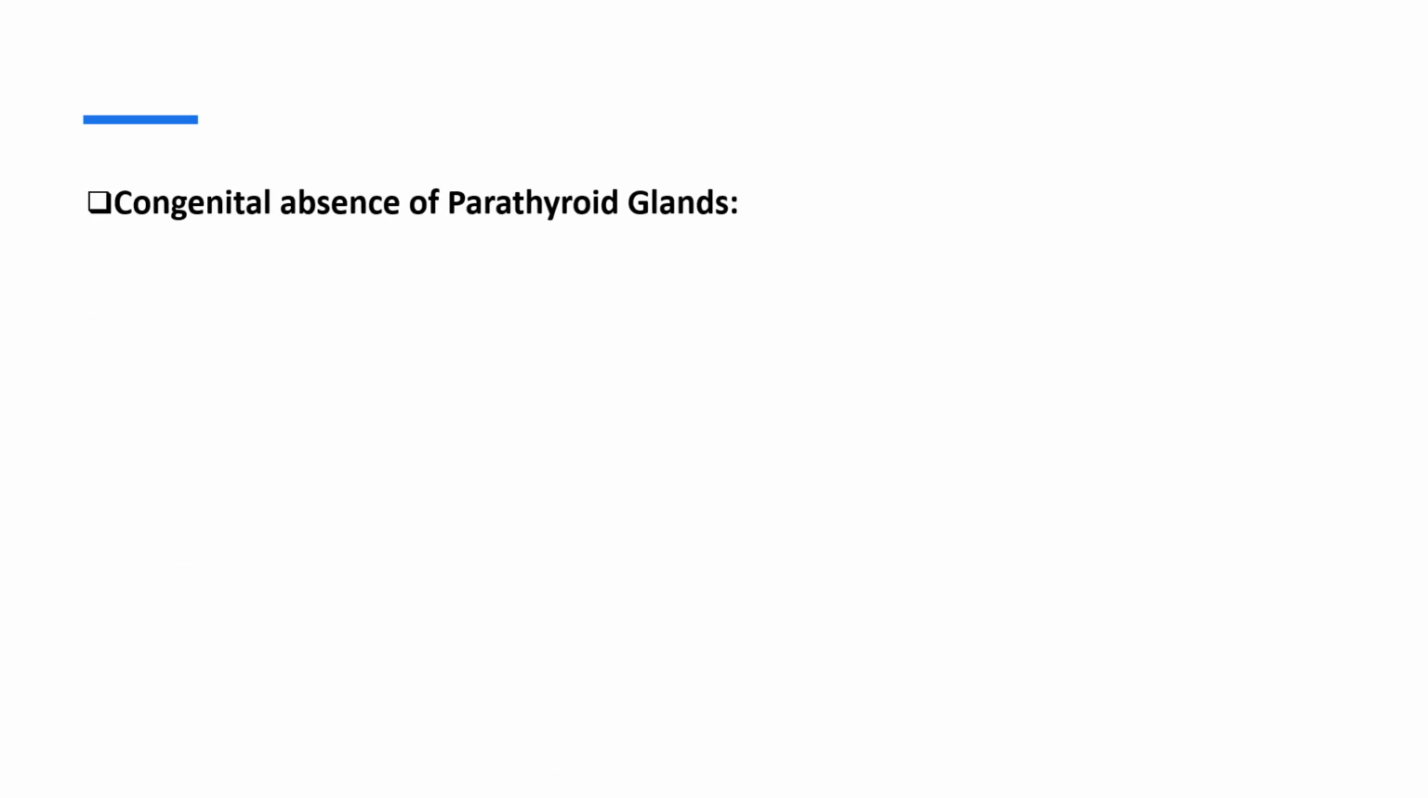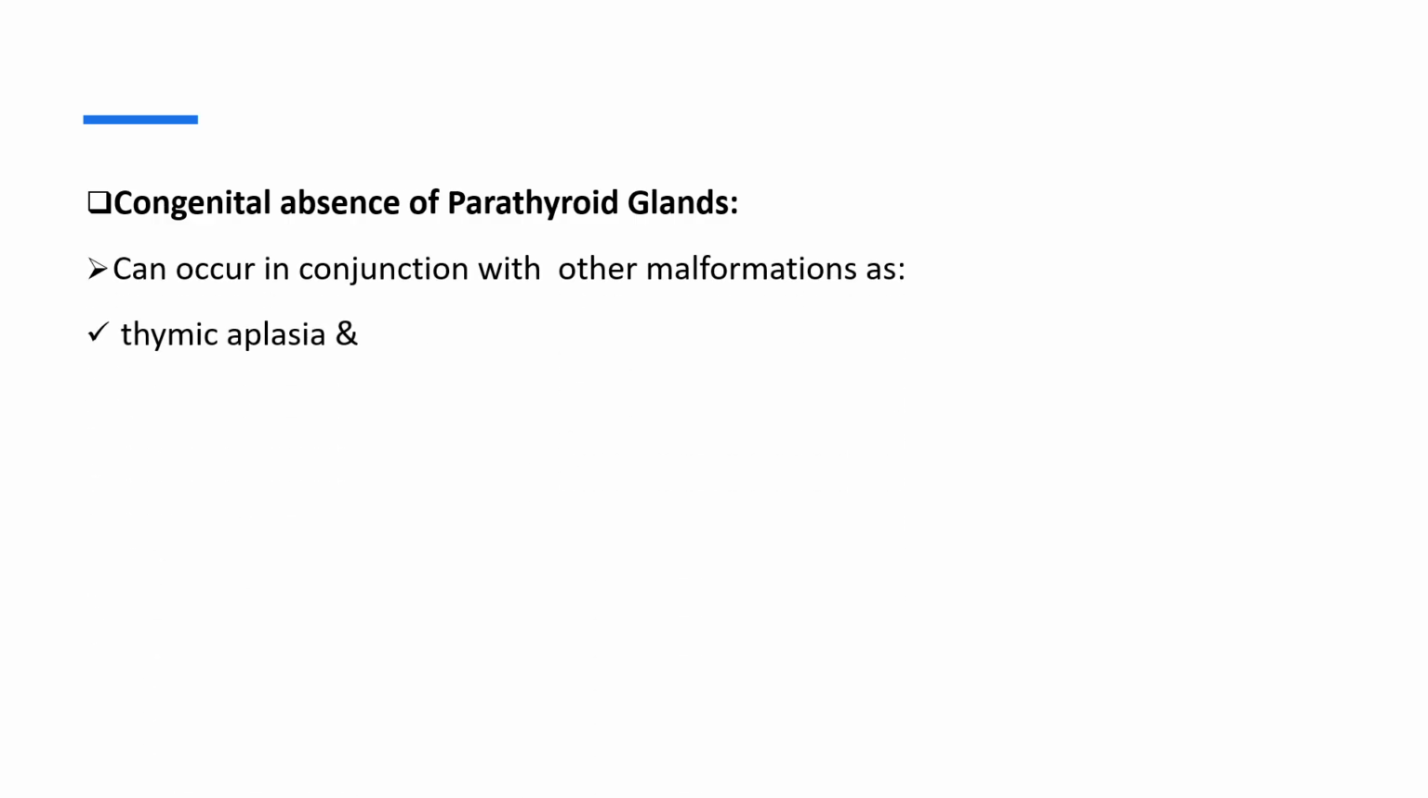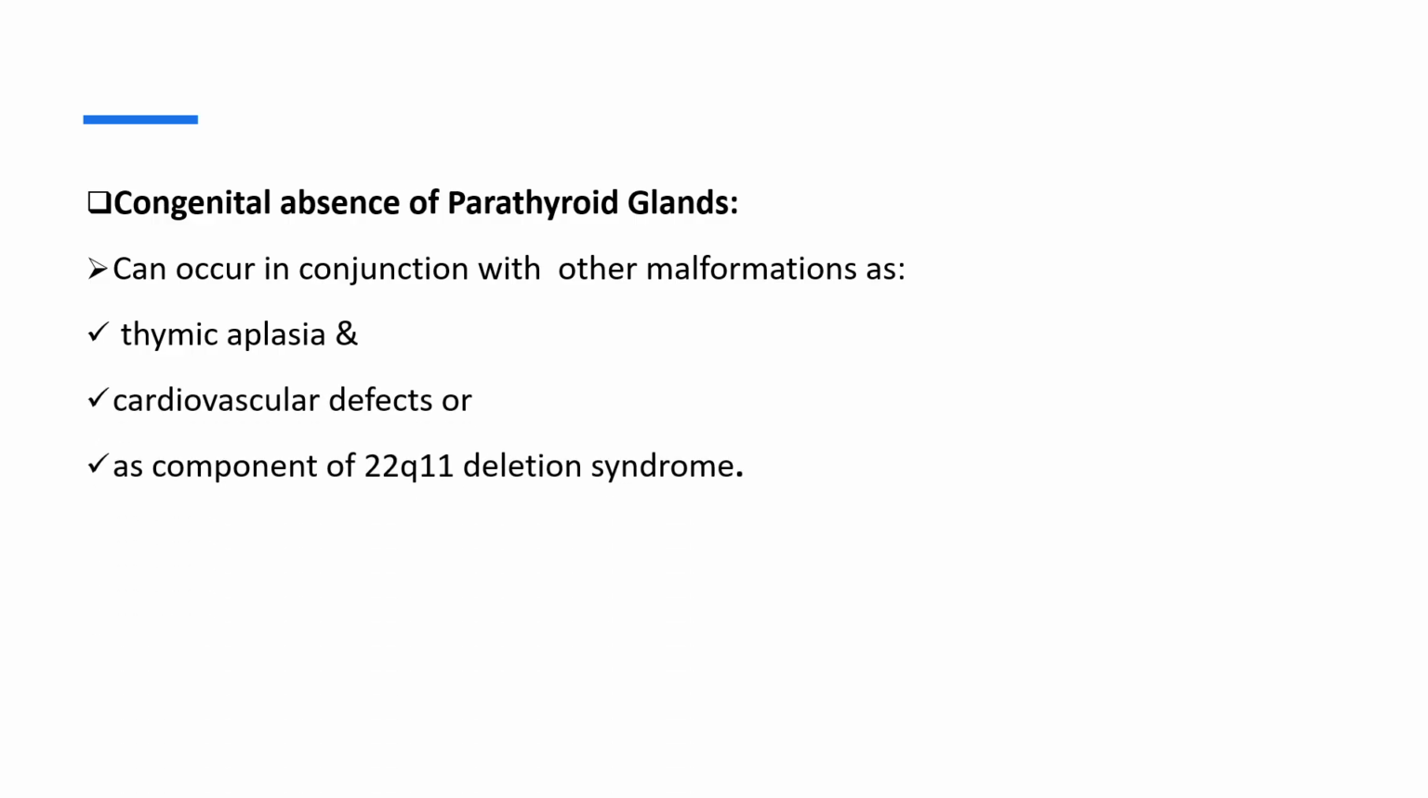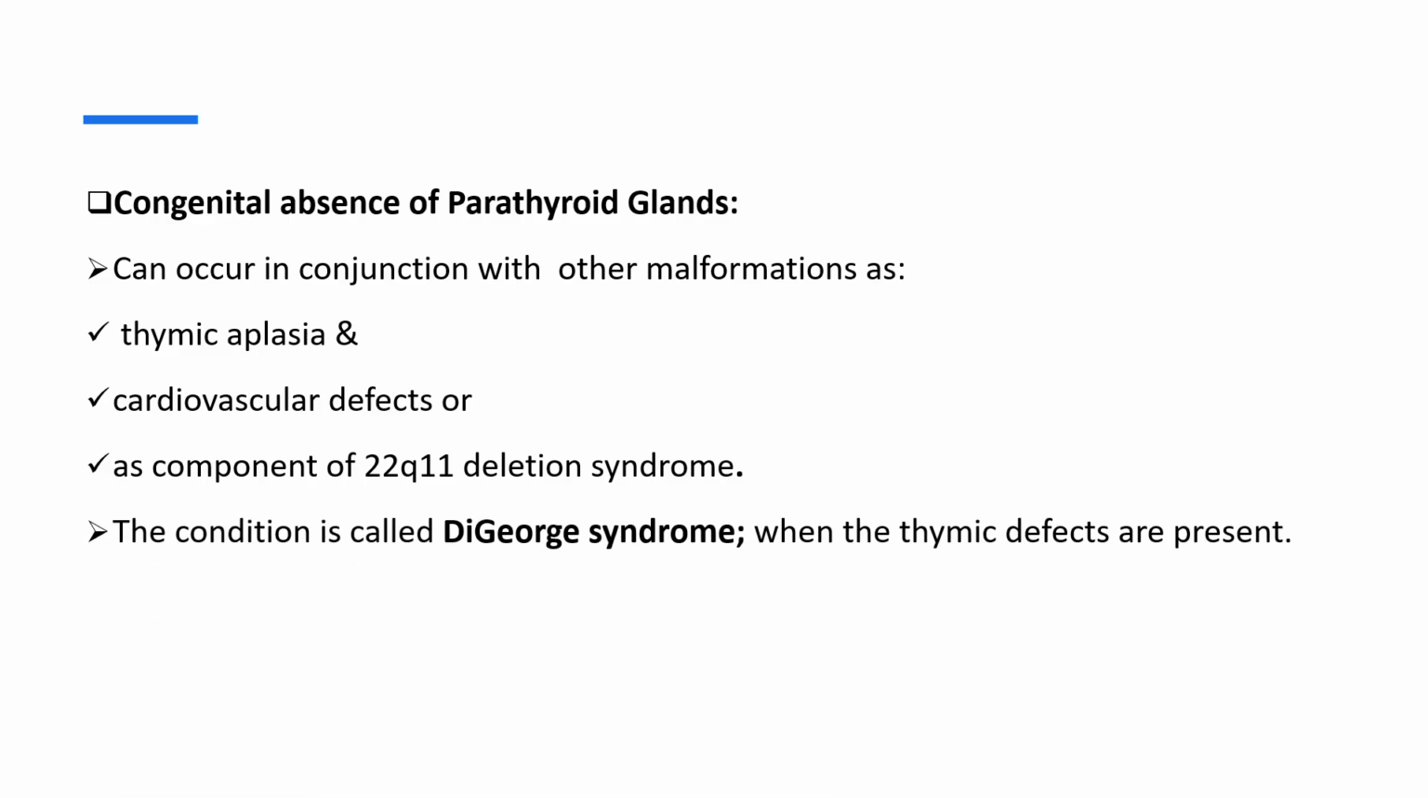And next we see congenital absence of the parathyroid glands, and this happens when other congenital defects are present in an infant or an adult, in association with various congenital defects such as thymic aplasia. If it comes with a thymic defect, then it is called DiGeorge syndrome, and this may come in conjunction with congenital cardiovascular defects, or as a component of 22q11 deletion syndrome. And this condition is DiGeorge syndrome when the thymic defects are present, as we said earlier.